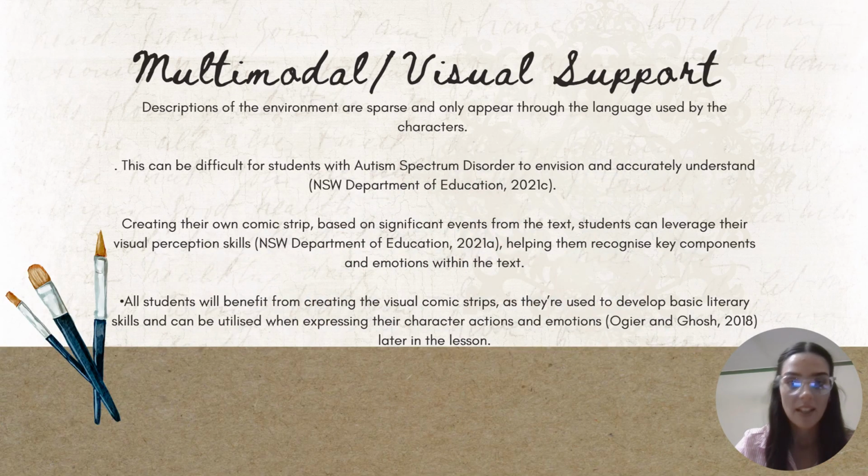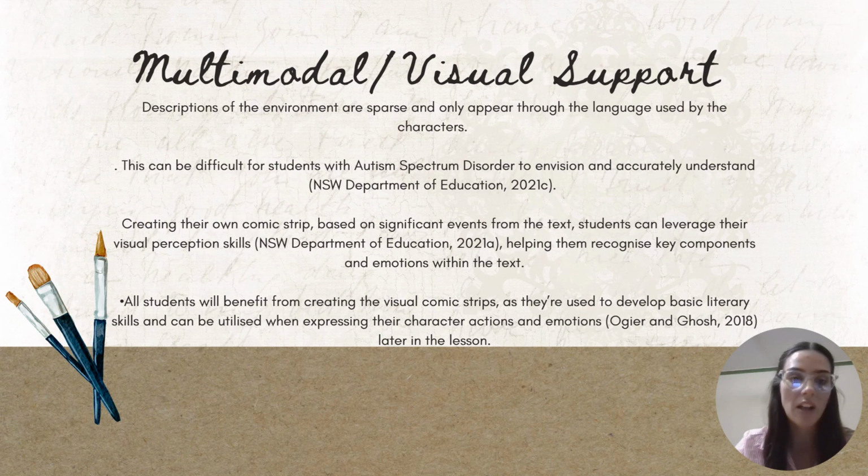Romeo and Juliet is a play, which means it focuses on dialogue, character interactions, and emotions. Descriptions of the environment are sparse and only appear through the language used by the characters. Act 3, Scene 1 occurs in a public setting and contains many actions to display a variety of motions. This can be difficult for students with autism to envision and accurately understand. After having assistance to comprehend the text, students are left to almost independently display their comprehension through visual cues. This will give the teacher an insight into their understanding and allow the teacher to provide any feedback before students independently justify their characters' actions.